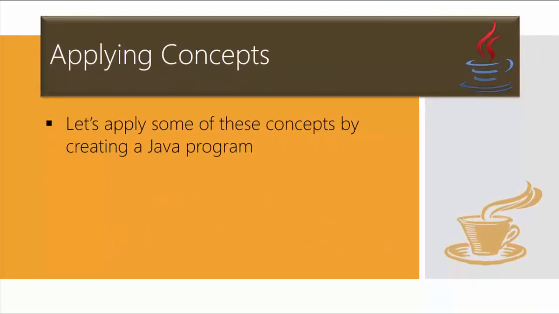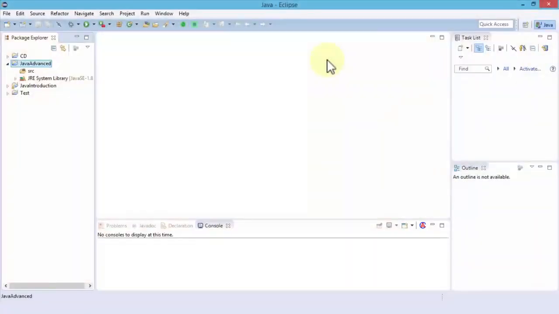Great. Let's apply some of these concepts. I'm going to create a simple Java program and talk about some of these concepts. Here I'm in the Java Eclipse editor. I've created a new project and called it Java Advanced. Throughout this course, when we create these programs, I'm going to keep them in the Java Advanced project. Let's create a new class. I'm going to demonstrate a simple example of a do-while statement, just to refresh and get started.